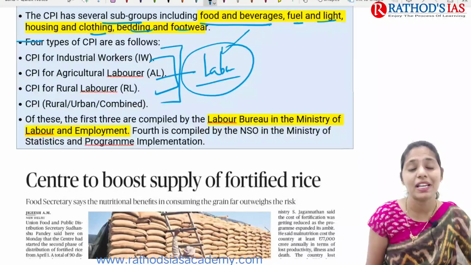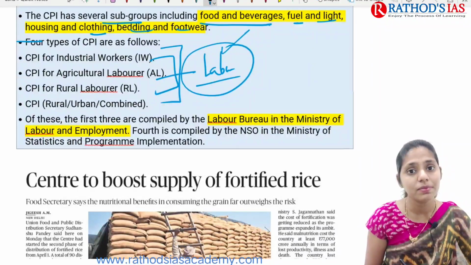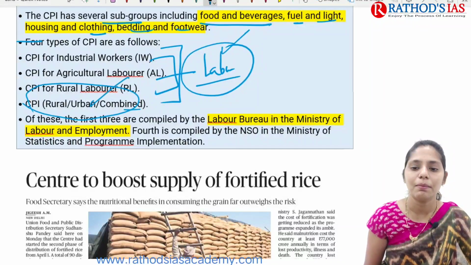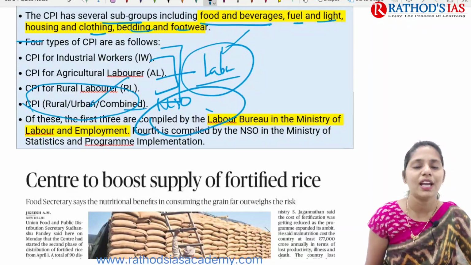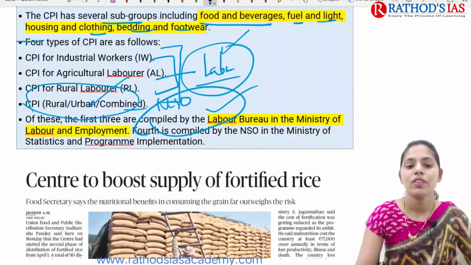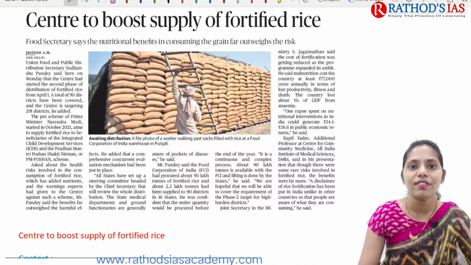Actually, there is one question which mainly came in 2022 prelims regarding this Labor Bureau. And this one is the CPI combined. It is mainly compiled by this NSO, which mainly comes under the Ministry of Statistics and Programme Implementation, simply MoSPI. And the next topic is regarding fortified rice.